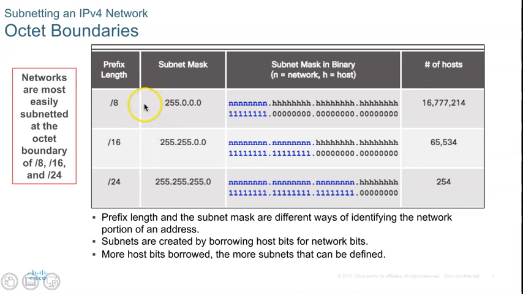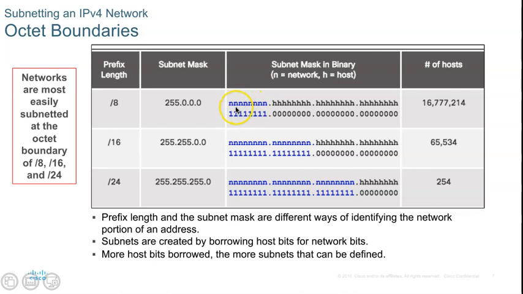So, for instance, you remember from the last lecture, we said we have class A, class B, and class C. Class A has 8 bits for the network ID and 24 bits for the host IDs. Class B has 16 bits for the network ID and another 16 for the host ID. You can watch, I'll do it right here better.